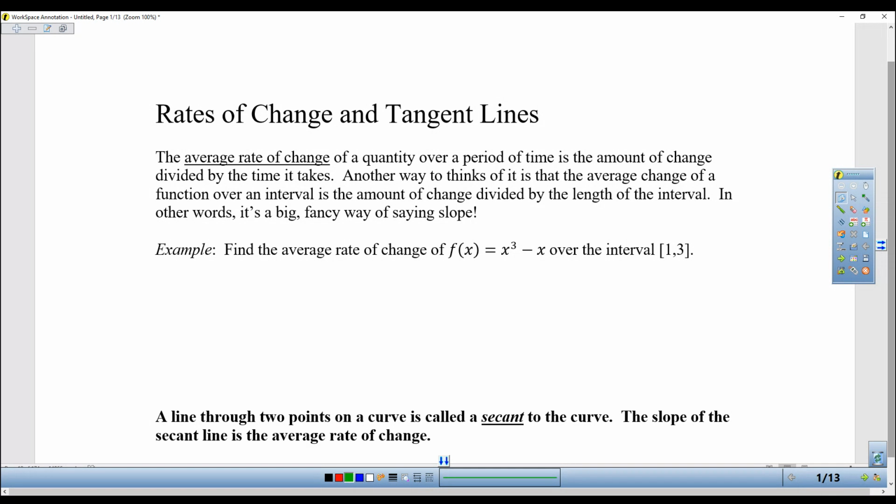So when somebody says find the average rate of change of f of x equals x cubed minus x over the interval 1 to 3, we're really just finding the slope between x equals 1 and x equals 3. As you know, you need 2 points to find slope. So be careful when they give you an interval. That's not really what you want. You want the 2 points. So we're going to have to go back and find y.